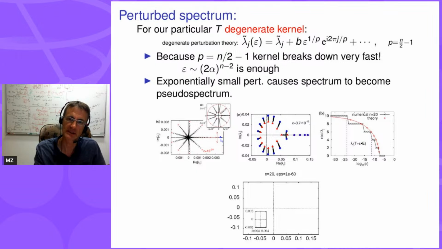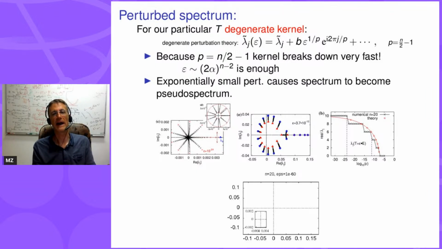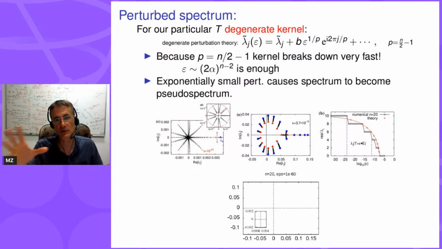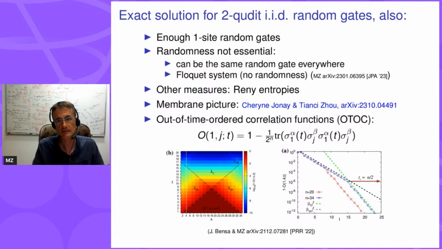So the result of all this is that if you now ask yourself, okay, how large a matrix do I really have to take in order to be closer to this pseudospectrum limit rather than the spectrum, which is the wrong thing, right? The answer is the required epsilon is exponentially small in n. So this transition from the spectrum to pseudospectrum for this particular matrix happens exponentially fast in perturbation strength.